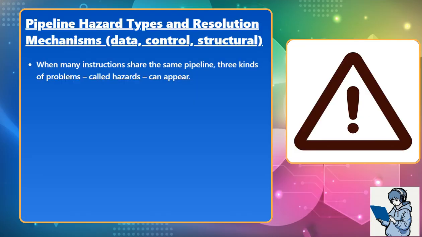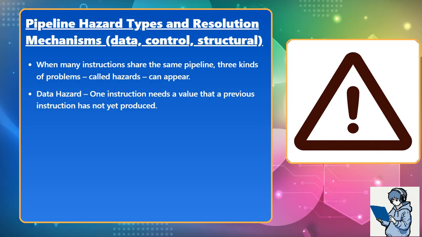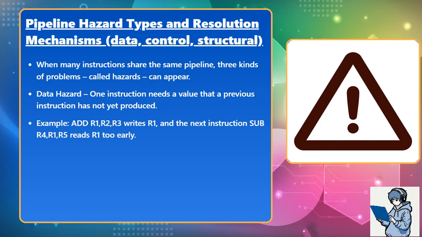When many instructions share the same pipeline, 3 kinds of problems called hazards can appear. Data hazard: one instruction needs a value that a previous instruction has not yet produced. Example: add R1, R2, R3 writes R1, and the next instruction sub R4, R1, R5 reads R1 too early.